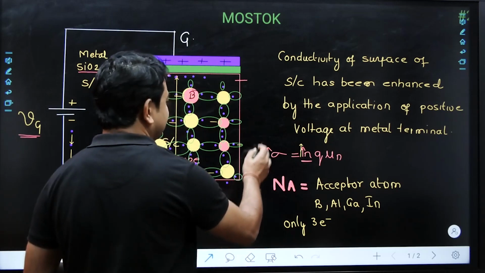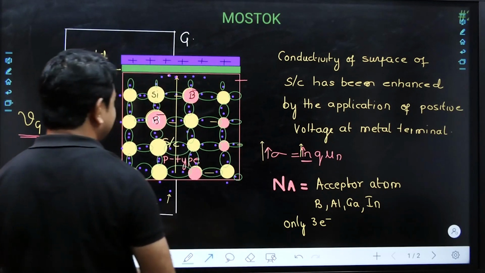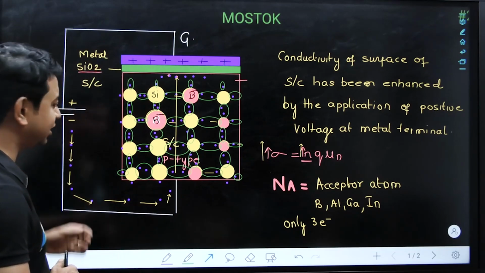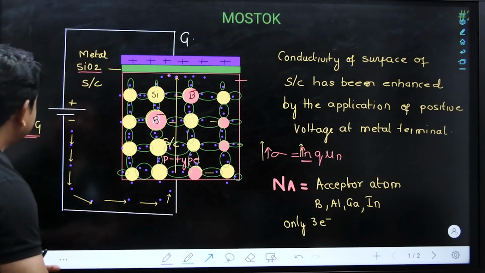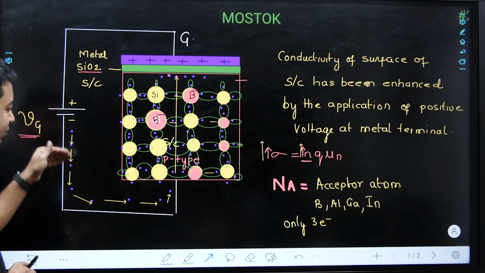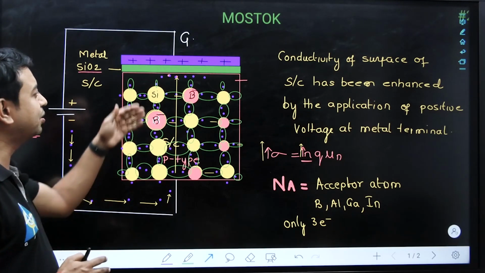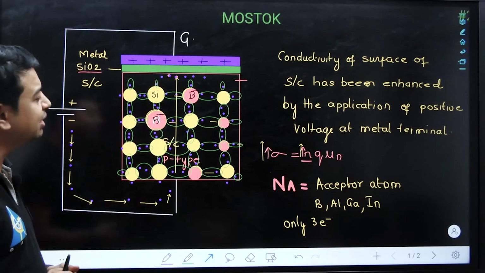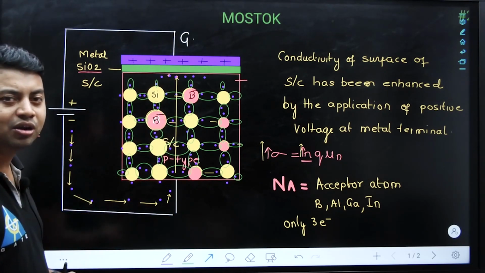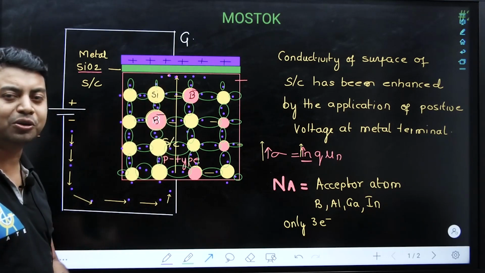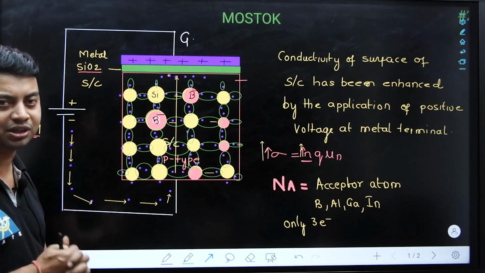So the conductivity will get so high and the resistivity will decrease. For that, we need to increase the voltage, because by increasing the voltage, the supplier will supply more electrons. If the supplier supplies more electrons, we get a good, sufficient layer of electrons on the surface of the semiconductor.